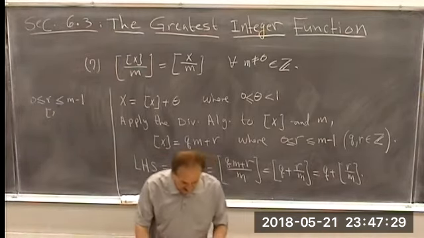if M and N are positive integers, then the bracket of N over M is the number of integers among 1, 2, up to N that are divisible by M. All right.